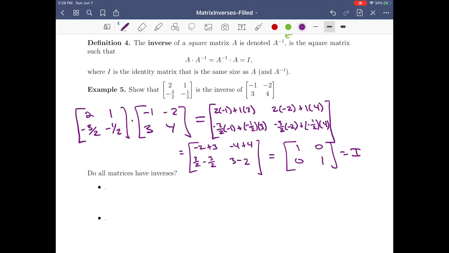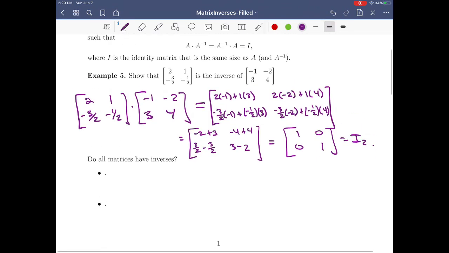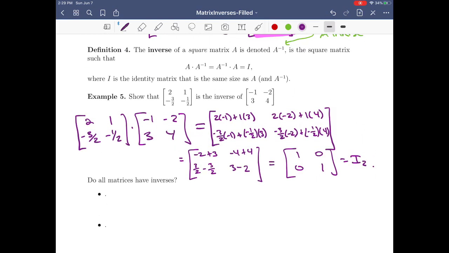So I get the identity matrix of size 2. Okay, if you check the other way, which I encourage you to do, you'll also get the identity matrix of size 2. So in fact, these two matrices are inverses of each other. Now, do all matrices have inverses? It might be something you're thinking about.